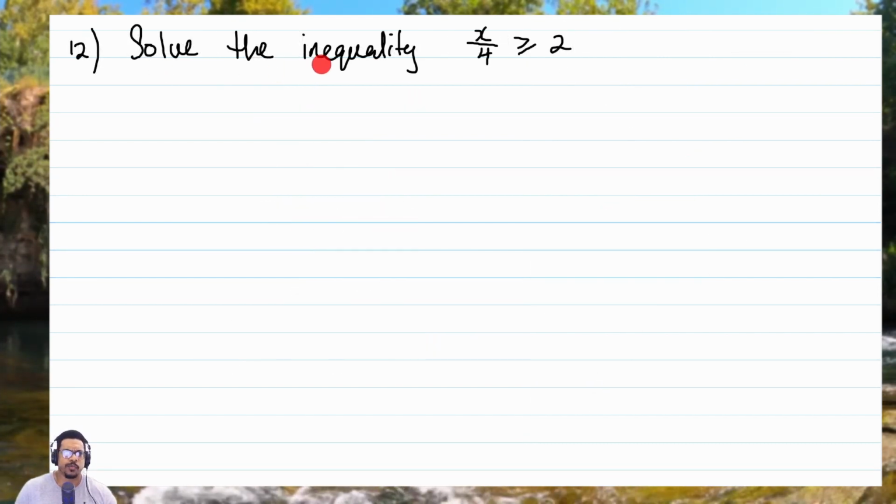So we have to solve the inequality: x over 4 is greater than or equal to 2. Again, we do the same thing. We want to get rid of this 4, so that we can have x by itself on the left-hand side of the inequality sign.